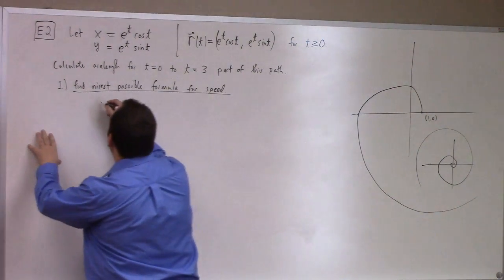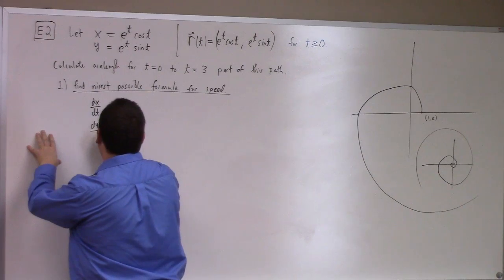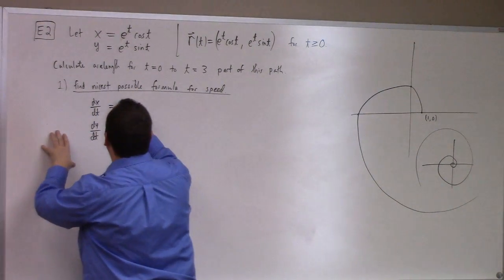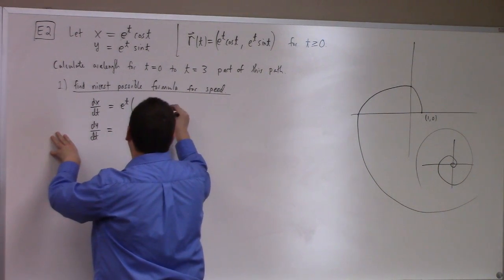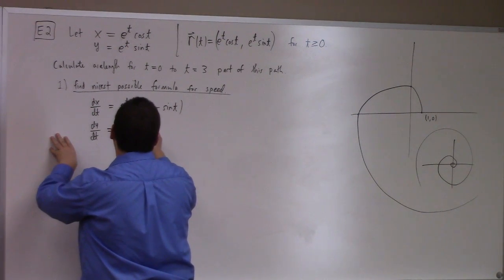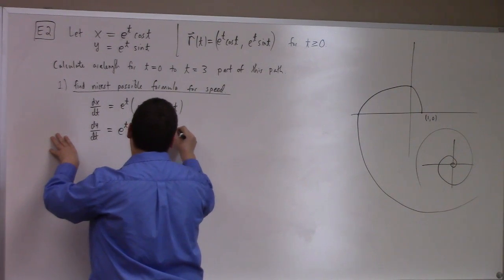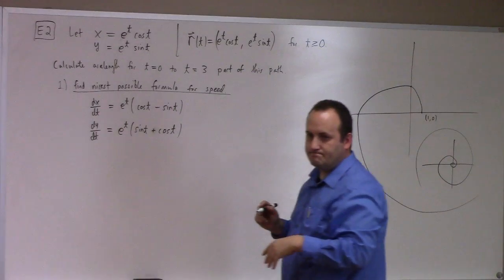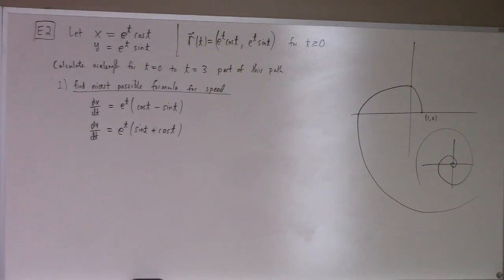So what's the speed? Well, dx/dt is what? What's dy/dt? It's e to the t times (cosine t minus sine t). And it's e to the t times (sine t plus cosine t). Right? Well, I did the product rule and I factored out the e to the t.